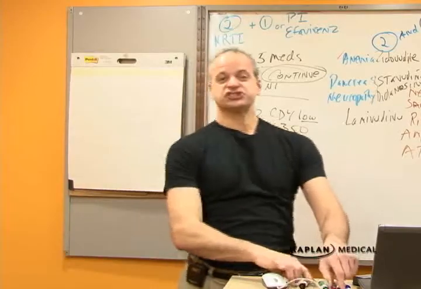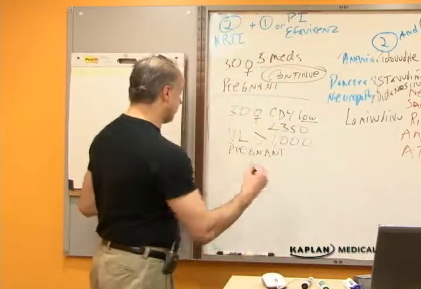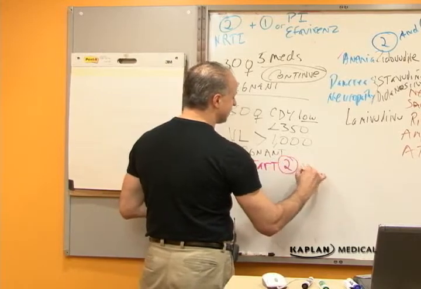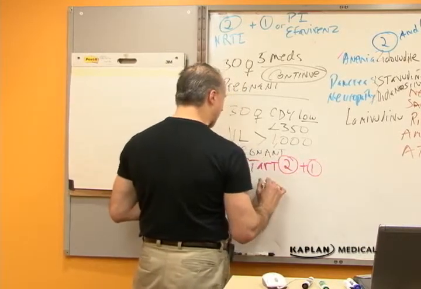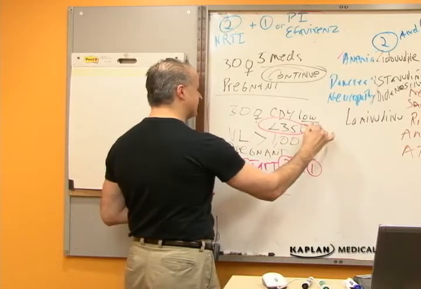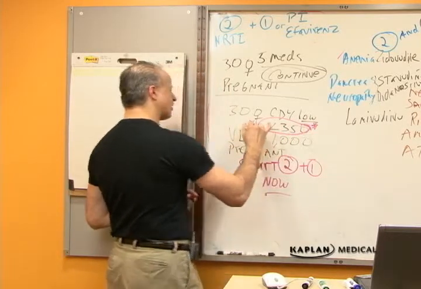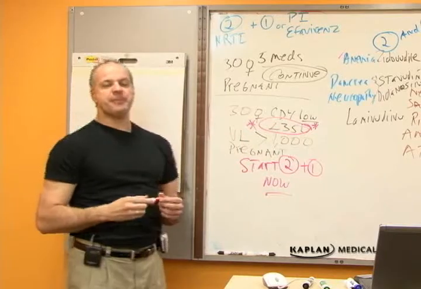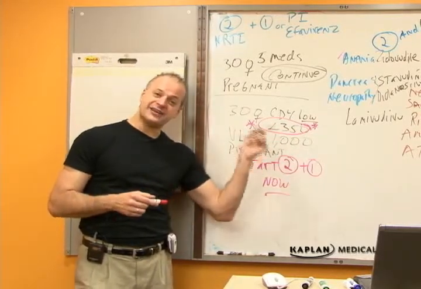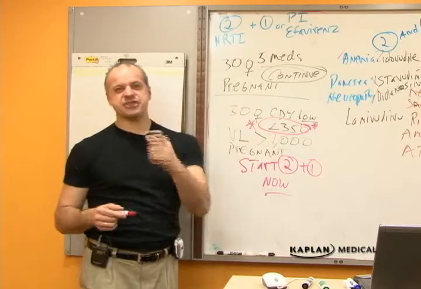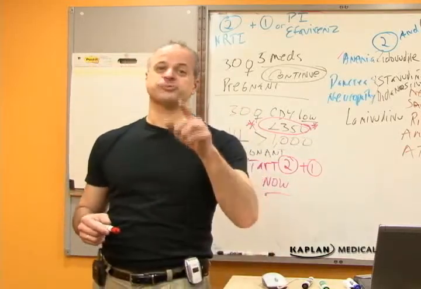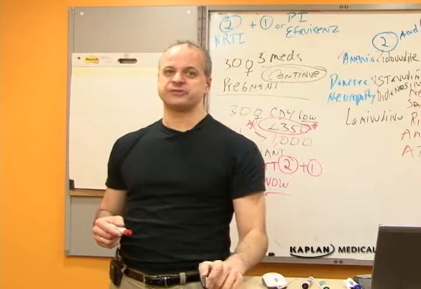You will start what? You'll start 2 nucleosides and a protease inhibitor. When? Now. Why now? Because she needs the drugs for herself. The baby can't do well if you let the mother die of AIDS. Death of the mother is an adverse pediatric outcome. The worst birth defect is death of the mother.